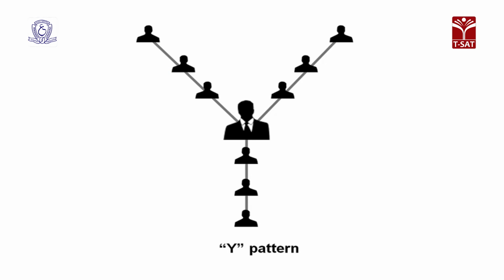Then we move on to the Y pattern of communication. In this type of communication pattern, one person becomes more central than any other. The member at the fork of the Y usually becomes the central person in the communication process. The Y pattern is actually similar to the chain, except that two members fall outside the chain.